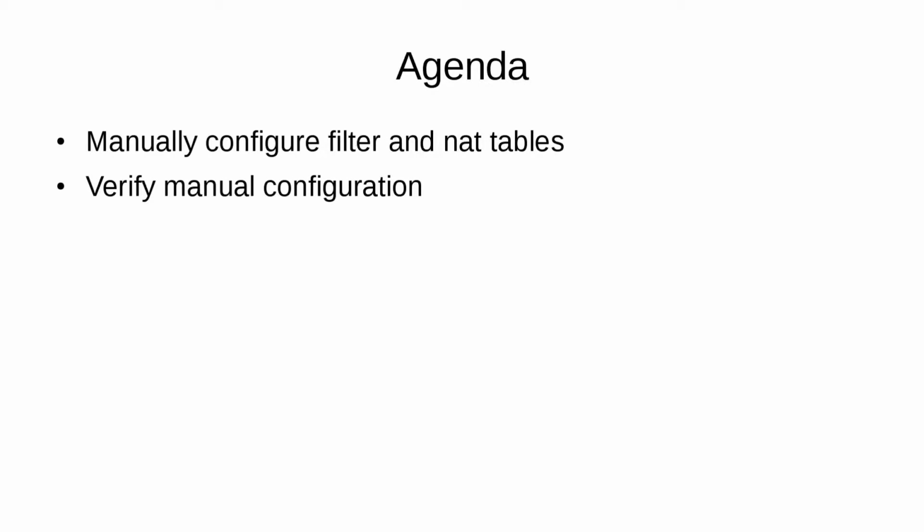Okay, so what do we need to do? We need to manually configure filter and NAT tables, and we verify if it is working. Furthermore, we also need to switch on routing on the host. So basically that's switching on a kernel parameter, IP forward.